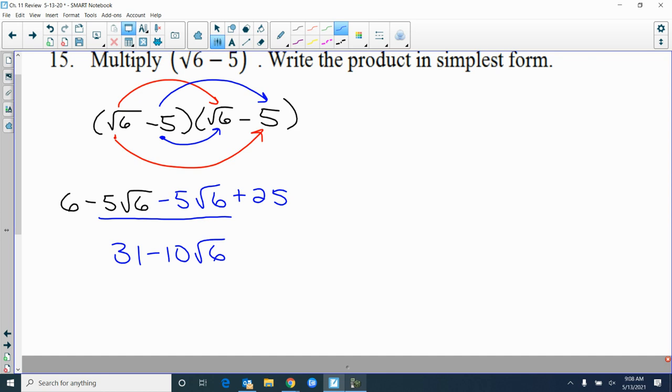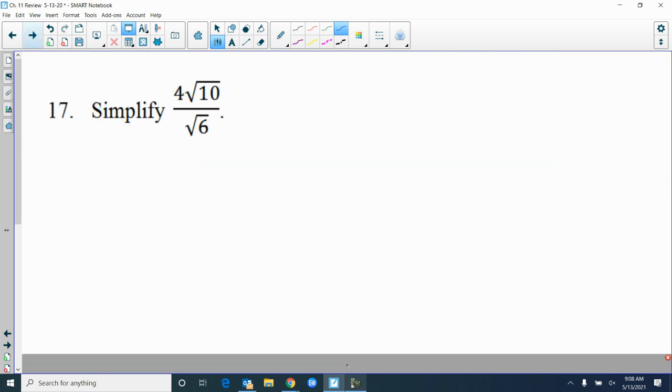Okay? So why'd we add 6 and 25? Because we can. Because we want to make it as simple as possible. 6 plus 25 gives me the 31. We want to reduce it down as far as we can. But we had to move it over. So you do have to do that.